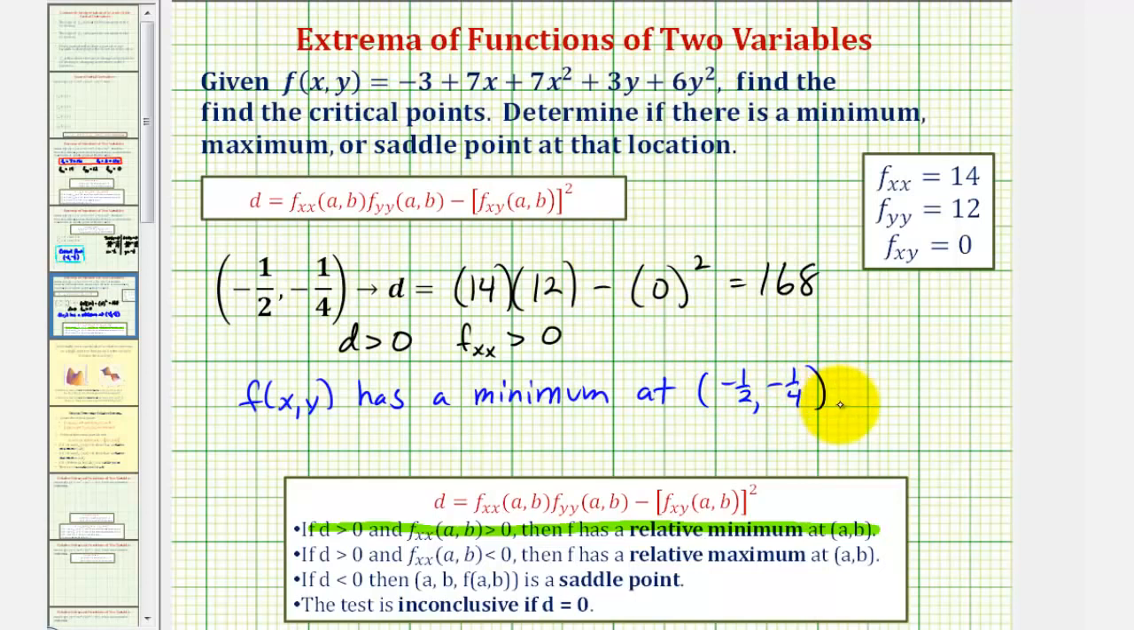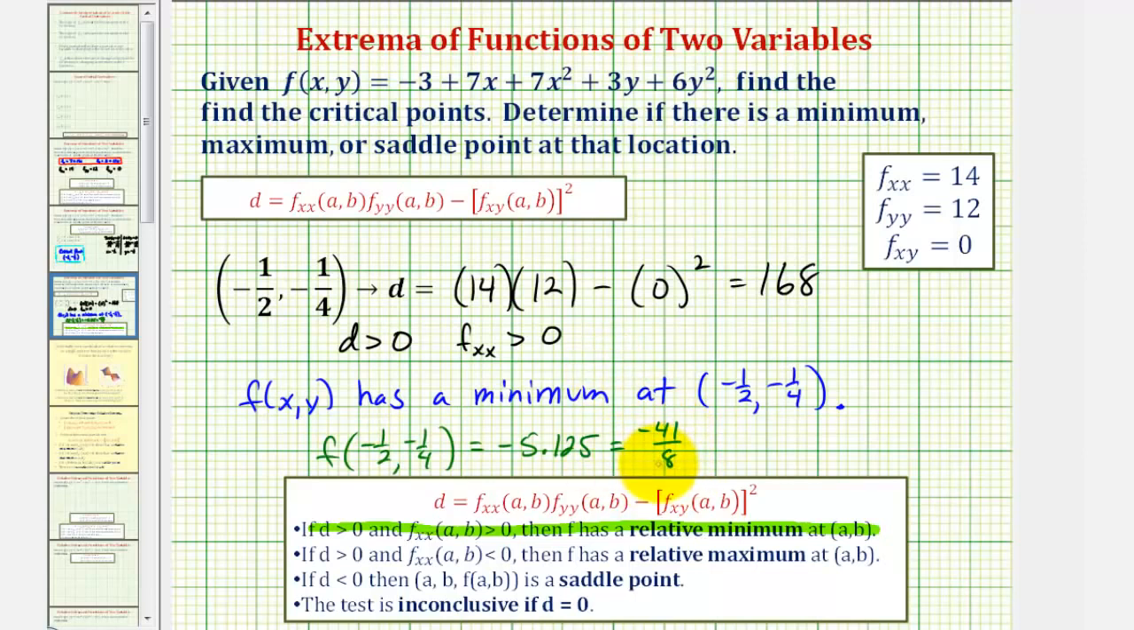Notice how the question does not ask us for the minimum function value. If we wanted to find the minimum function value, we'd have to evaluate the original function here, f of x comma y, at this critical point. It doesn't ask us to do this, but I did want to point this out. F of negative 1/2 comma negative 1/4 is equal to negative 5.125, which is equal to negative 41/8. So this would be the minimum function value.